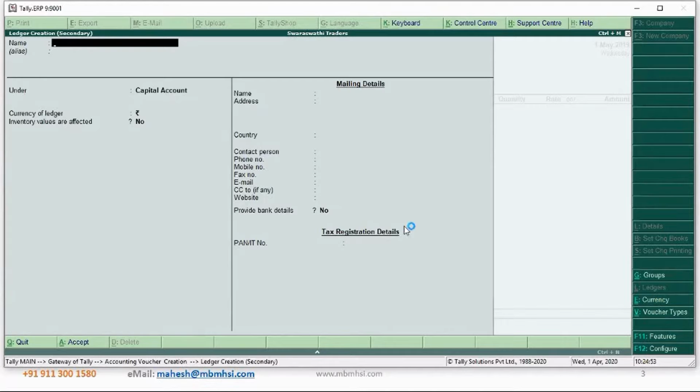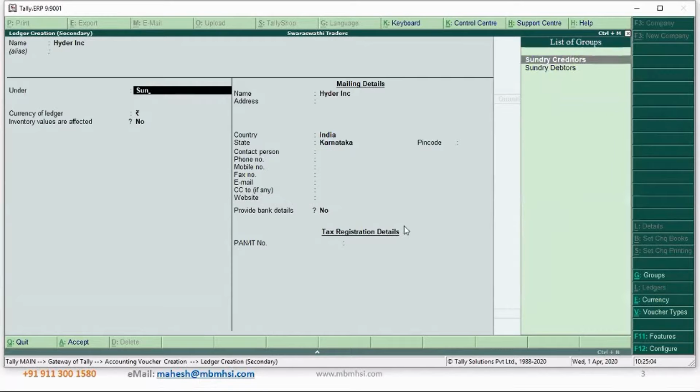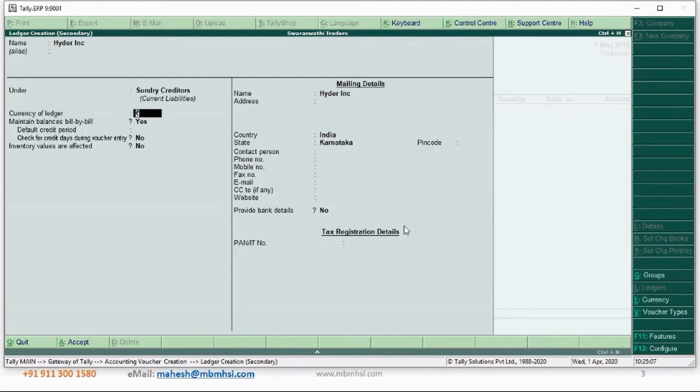So I'm just saying it is Haider Inc. This is the supplier who comes basically under sundry creditors. Currency of ledger. See here, the currency of ledger default is Indian rupees, because our reporting is only on Indian rupees. For all our statutory purpose, when we close our books of accounts, we need to report in Indian rupees. So for this supplier, continue to have Indian rupees. Okay, because we need to track everything in Indian rupees.